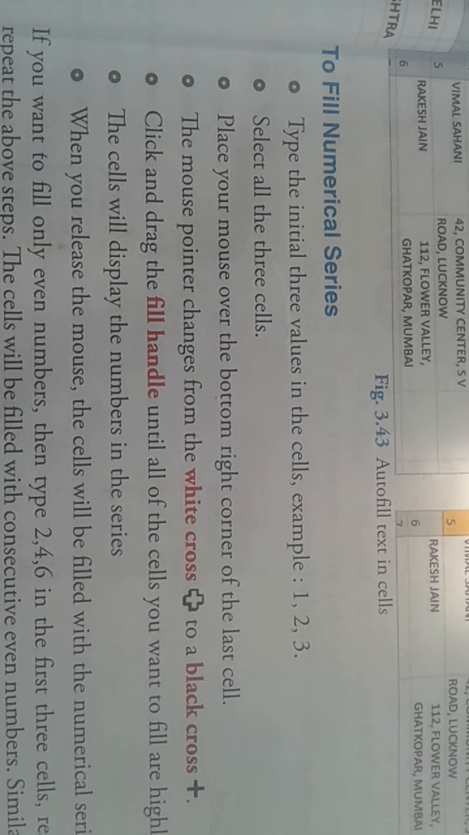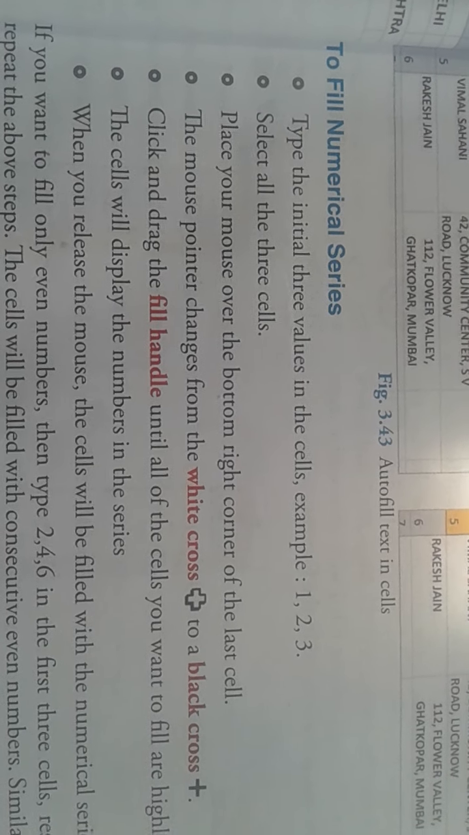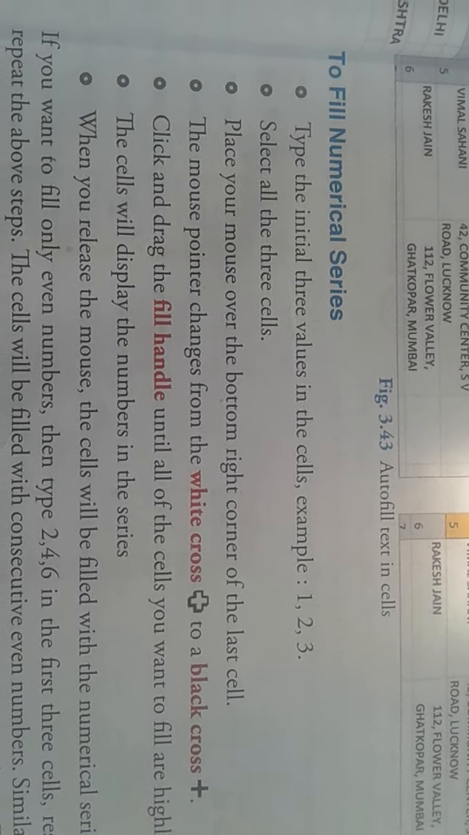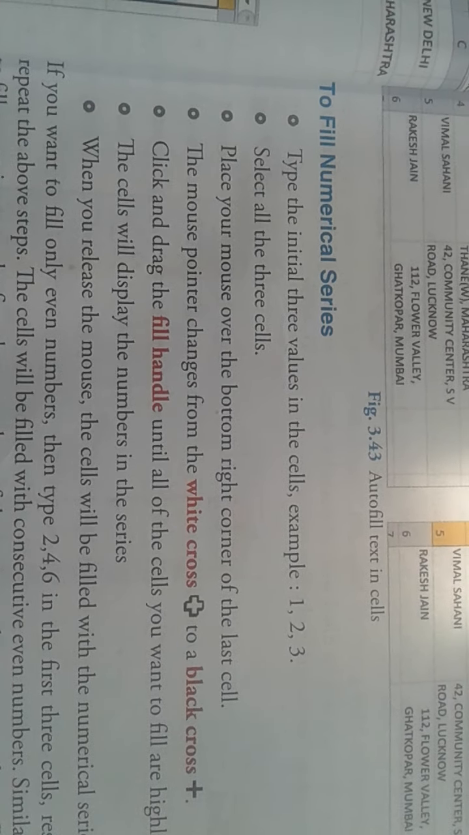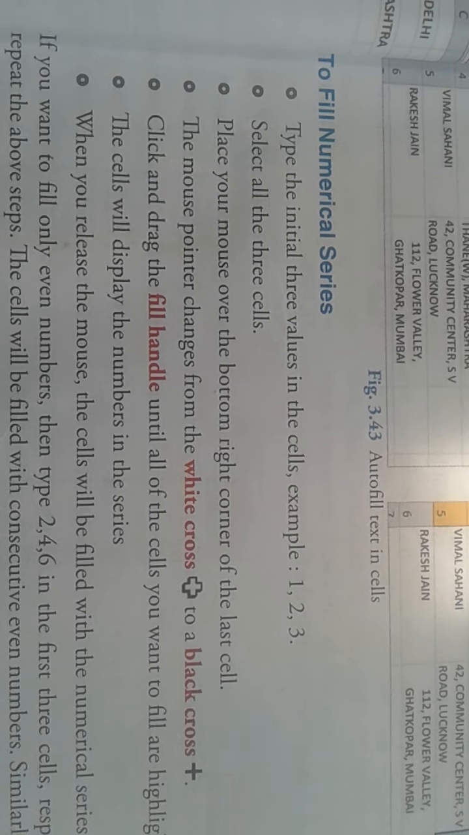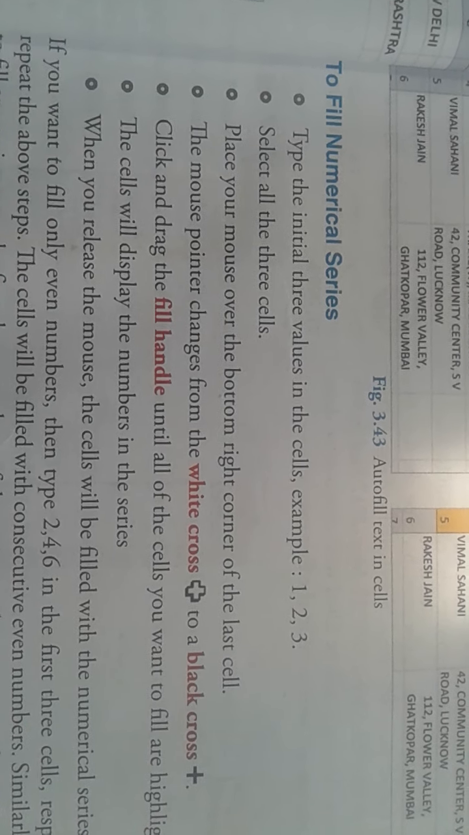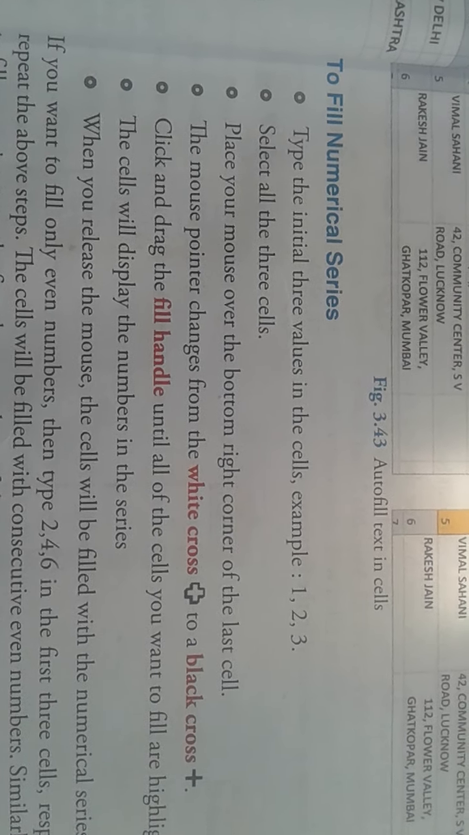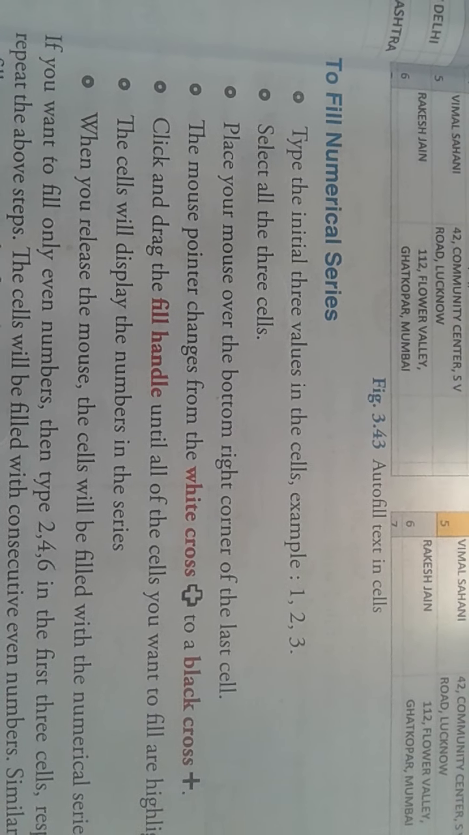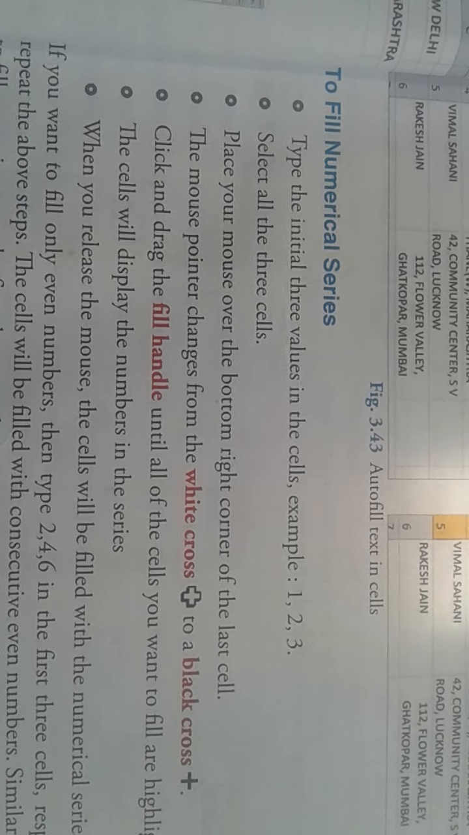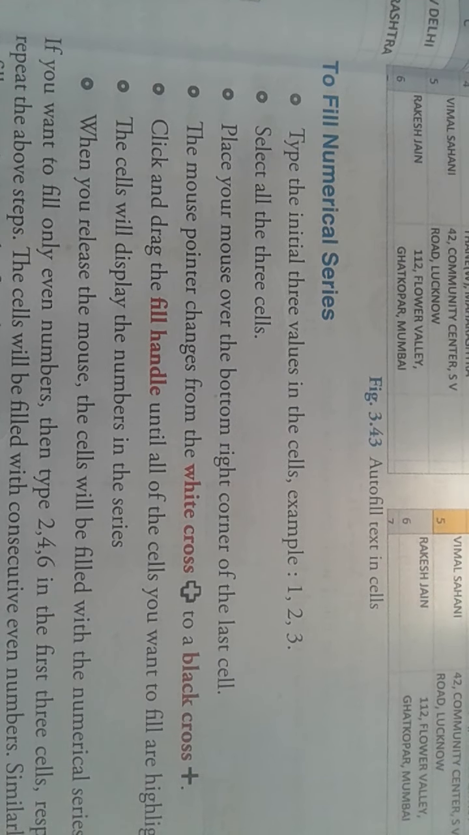Type the initial 3 values of the cell, for example 1, 2, 3. Select the 3 cells. Place your mouse over the bottom right corner of the last cell. The mouse pointer changes from the white cross to a black cross. Click and drag the fill handle until all the cells you want to fill are highlighted. The cells will display the numbers in series. When you release the mouse, the cells will be filled with the numeric series.